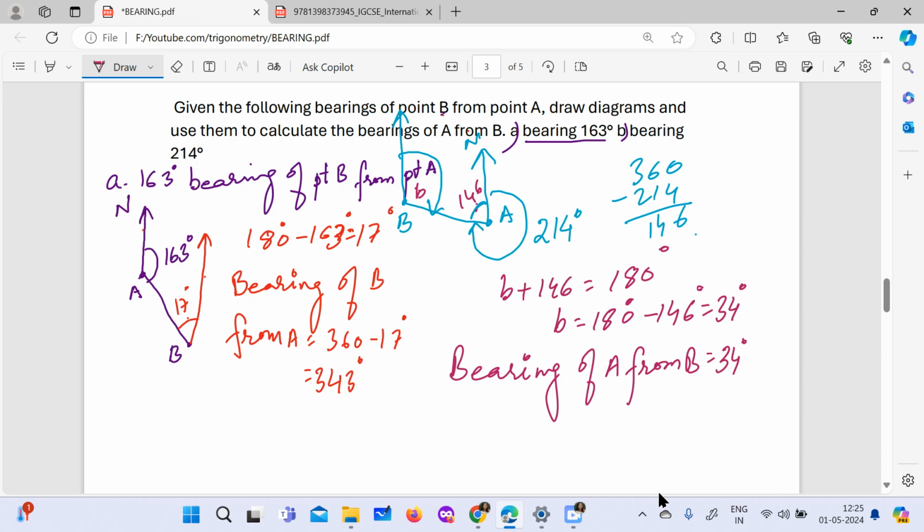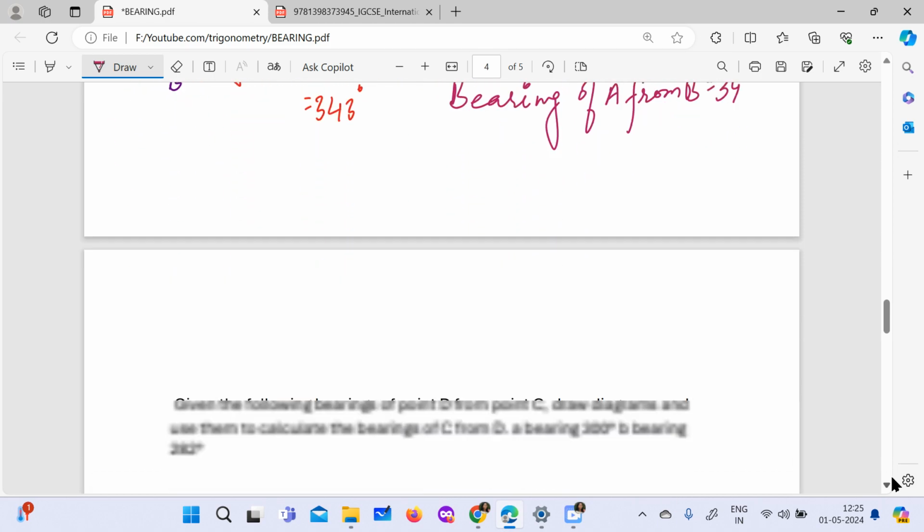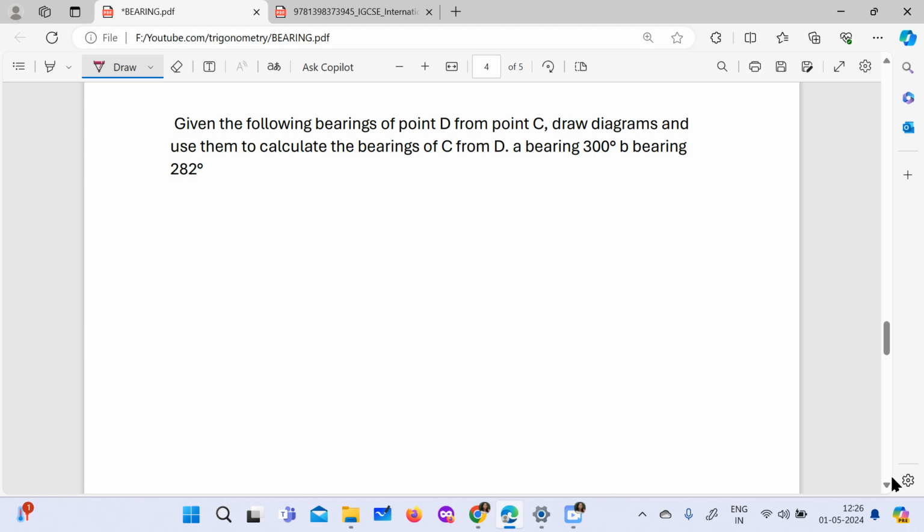Yeah. Let's move to another question of this kind. Given the following bearing of point D from point C. Bearing of D from C. From C means this is C, this is north of C. Then draw diagrams and use them to calculate the bearing of C from D. Okay, so first I will write the bearing of D from C. So the first one is 300. So the bearing of D from C is 300.